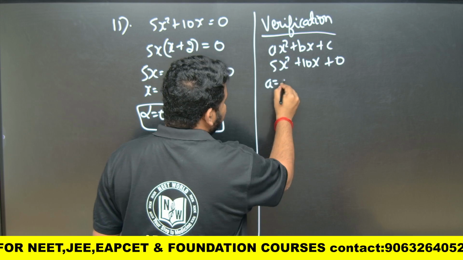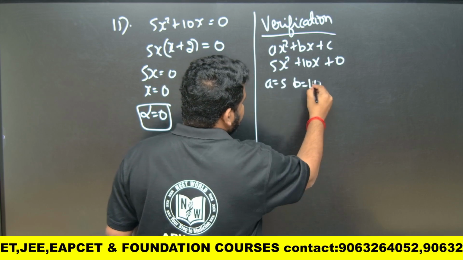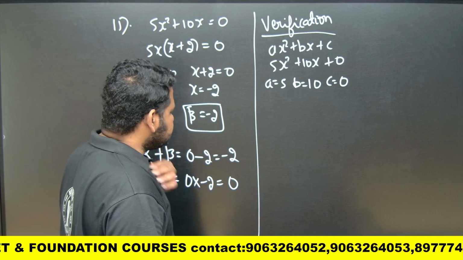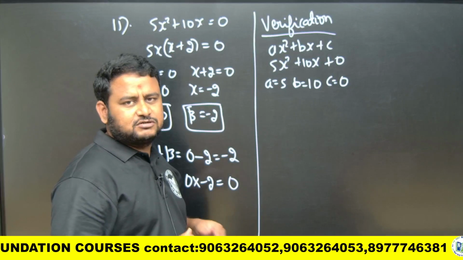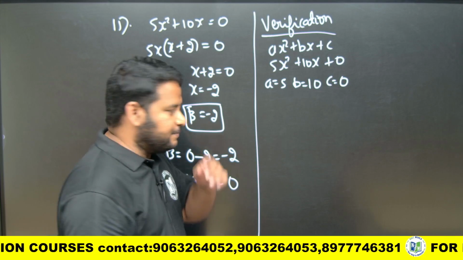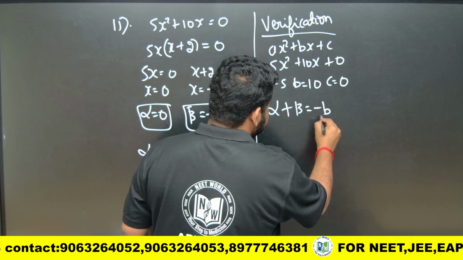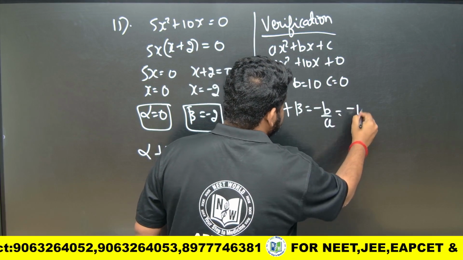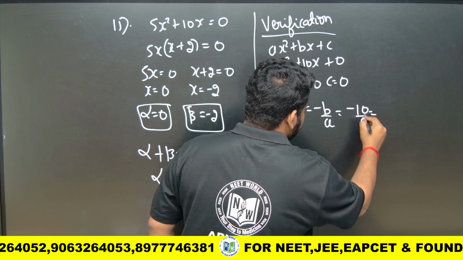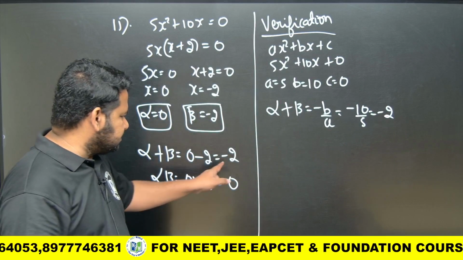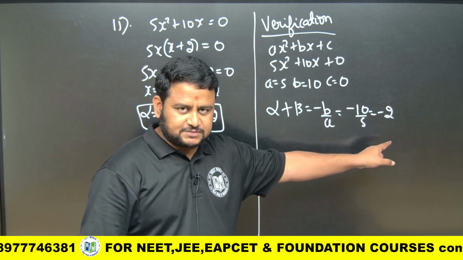I will get a is equal to 5, b is equal to 10, and c is equal to 0. This is what I have. Now I have to find the sum of the zeros and the product of the zeros using the formula method, that is alpha plus beta is equal to minus b by a. Minus b is minus 10, a is 5, so 10 by 5 is minus 2. Here what did we get? Sum of the zeros is minus 2. Here also we got the sum of the zeros as minus 2 by the formula method.